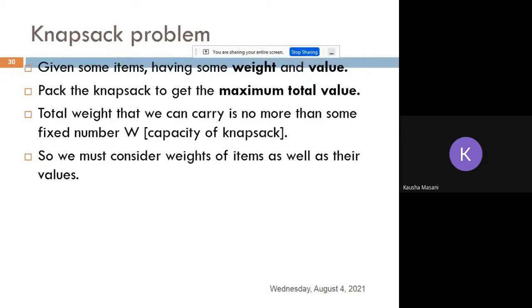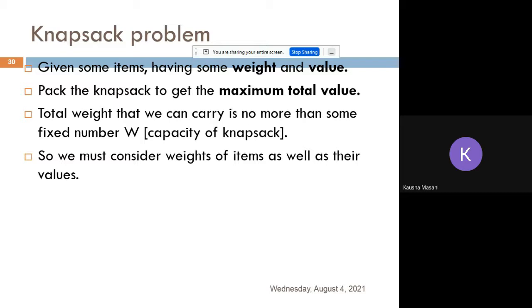There will be some items with some weights and with some values. This value is your profit values. So we have to do such a combination which will give us the maximum value without exceeding the maximum total value. Our knapsack is able to hold some kgs. We don't have to exceed those kgs. The total weight we can carry is no more than some fixed number W, capital W. That means the capacity of the knapsack. So capital W is the total capacity the knapsack is going to hold.